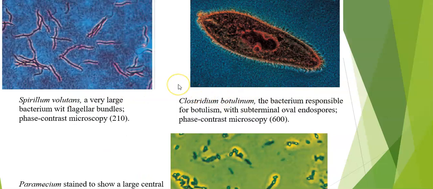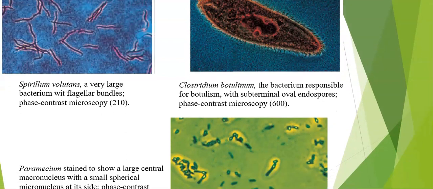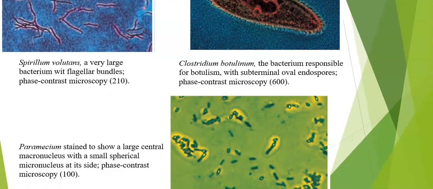These are some of the pictures I have tried to show you of how particular bacterial specimens will look. In the first picture we have Spirillum volutans. It's a very large bacterium with flagellar bundles, seen under phase contrast microscope. The second is Clostridium botulinum, responsible for botulism, with subterminal oval endospores. The lower one is Paramecium, stained to show a large central macronucleus with a small spherical image.